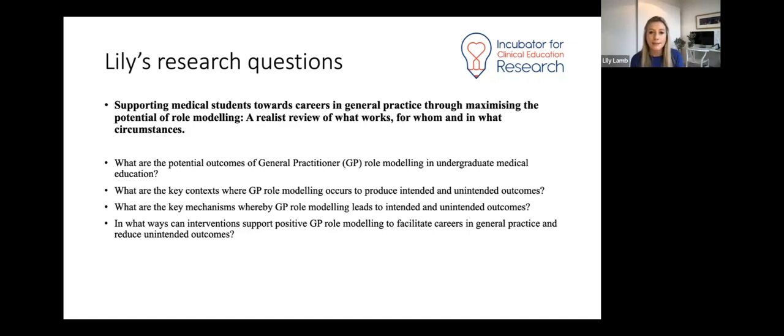So my title now is this: supporting medical students towards careers in general practice through maximising the potential of role modelling, a realist review of what works for whom and in what circumstances. So my in-practice fellowship allowed me to identify the impact role modeling was having on undergraduates, and it was having quite an important impact, as I said before, on careers, but also perceptions, and also shaping the professional identity of undergraduates. So now I want to understand how we can utilize role modeling to support medical students towards careers in general practice.